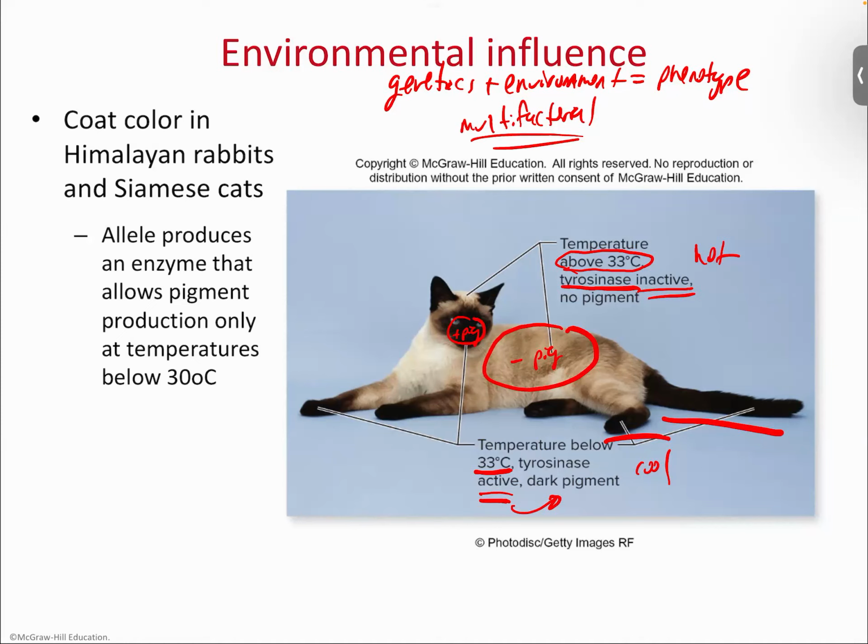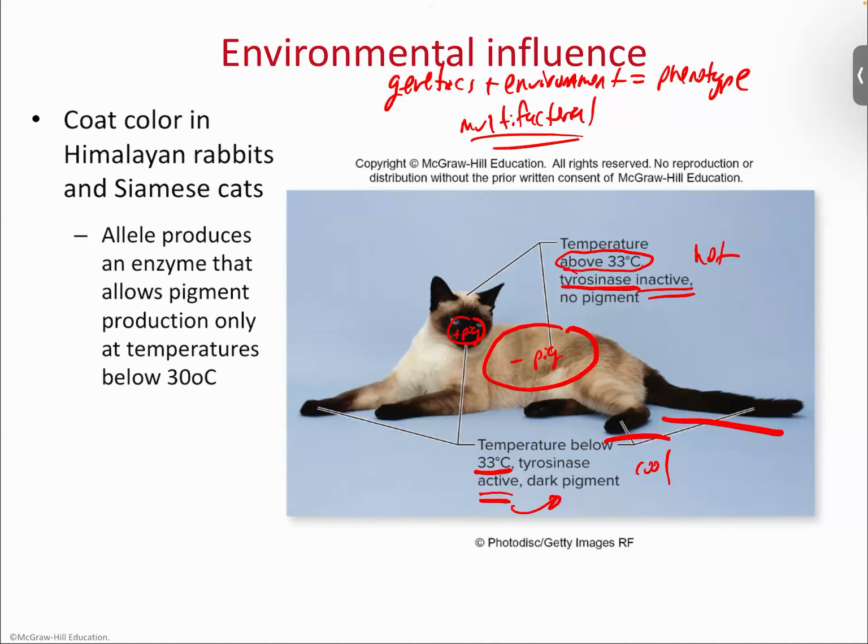So what would happen if during development you put a heat pad on this cat's tail? Yeah, it'd be creamy, right? You'd expect it to be kind of creamy, maybe, depending on whether the heat got penetrated, because what we're talking about here is core body temperature, so it's from the inside out. It would have to be from the outside in to actually get into the core area.